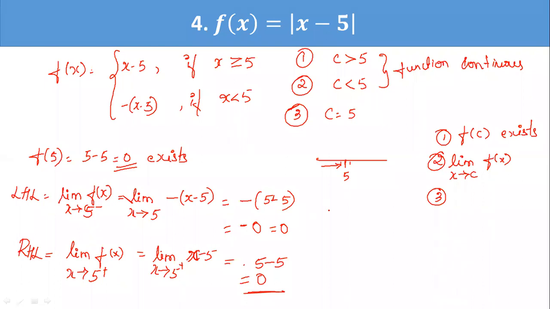Left hand limit is equal to right hand limit implies the limit exists. And what is the limiting value? Limit f of x as x tends to 5. What is the value? It is equal to 0. Limit f of x as x tends to 5 is equal to 0.